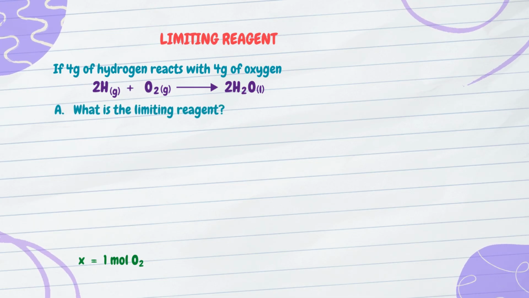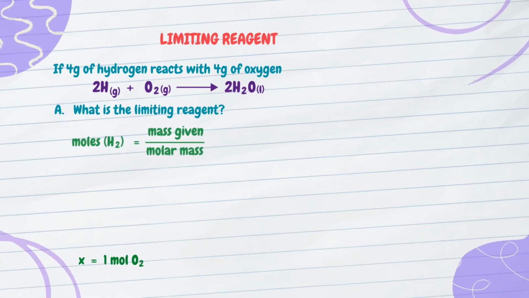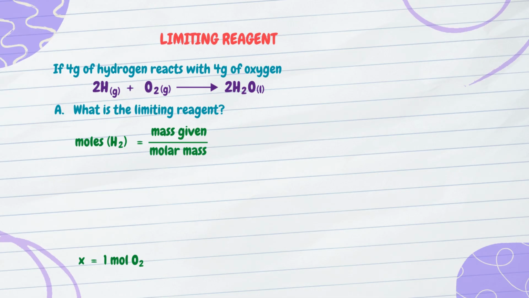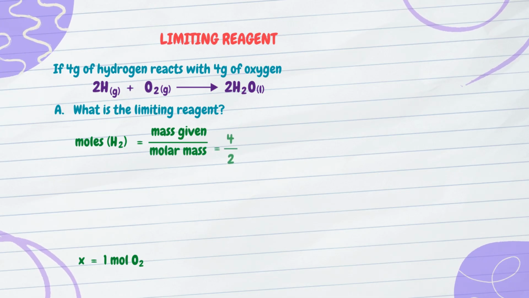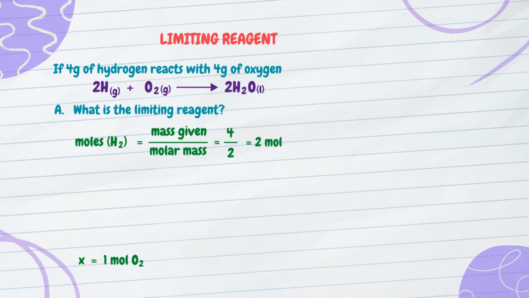A. What is the limiting reagent? First, we convert the mass of hydrogen and oxygen into moles. The moles of hydrogen is equal to mass given over molar mass of hydrogen. The mass given is 4 grams. The molar mass of hydrogen is 2. 4 over 2 gives 2 moles.